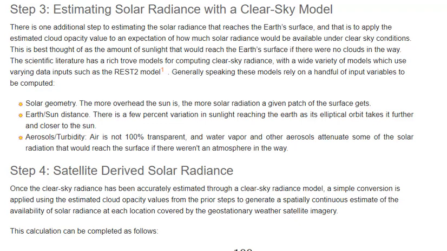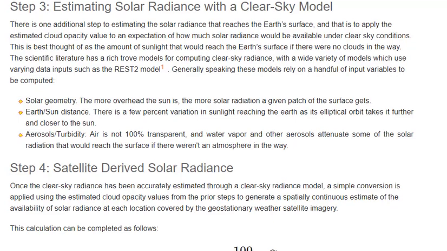Generally speaking, these models rely on a handful of input variables to be computed. Solar geometry: the more overhead the sun is, the more solar radiation a given patch of the surface gets. Earth-Sun distance: there is a few percent variation in sunlight reaching the Earth as its elliptical orbit takes it further from and closer to the Sun. Aerosols and turbidity: air is not 100% transparent, and water vapor and other aerosols attenuate some of the solar radiation that would reach the surface if there weren't an atmosphere in the way.